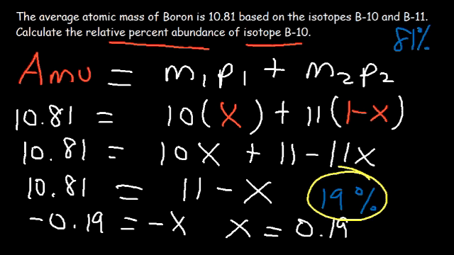But let's understand what this means. This means that out of all of the boron atoms that occur naturally on planet Earth, 19% is boron 10. 81% out of all of the boron atoms is boron 11. And notice that the atomic mass, 10.81, is closer to 11 than it is to 10 because we have more of the B11 isotope. We have 81% of it. And so the average atomic mass is going to be closer to the mass of the isotope that has a higher relative percent abundance.